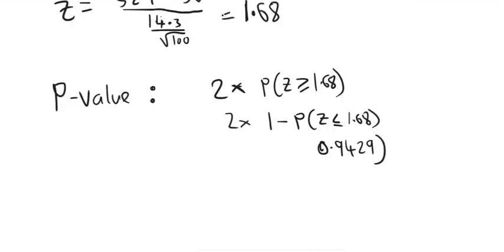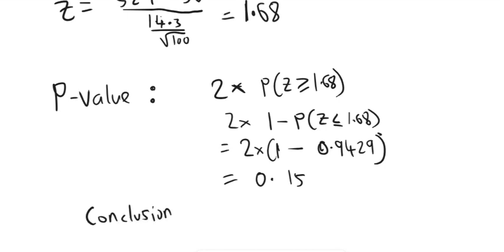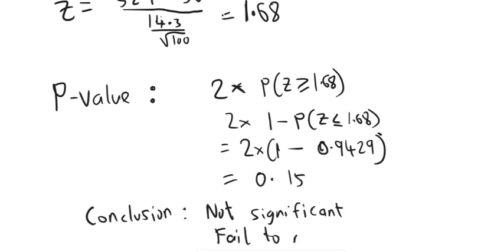So not significant here again. We get 0.15. So again, our conclusion is that it's not significant, so we fail to reject the null hypothesis. And that's it, that's all for those examples.